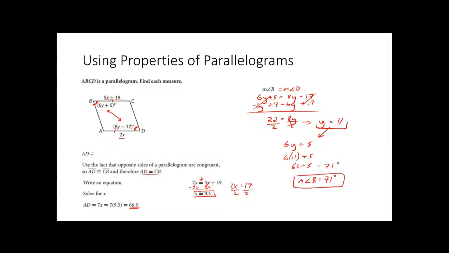All right, so remember, there's a couple things you need to know. Opposite angles of parallelograms are congruent, opposite sides are congruent, and diagonals are perfectly cut in half, perfectly bisect one another. Okay, so those are the three things you need to know in order to move on.